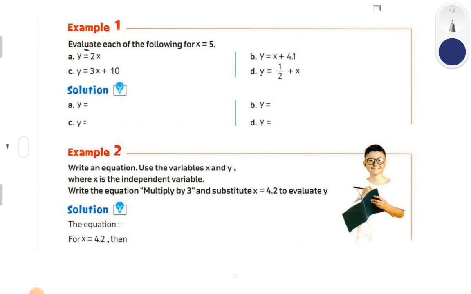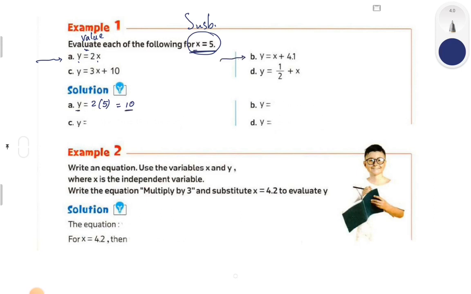Okay. Now, with the first example here, evaluate, this means find the value of each of the following for x equals 5. That means substitute x equals 5 in each equation. The first equation here is y equals 2x. So the independent is x and the dependent is y. So y equals what? 2x. That means 2 times x. x equals 5. So 2 times 5 equals 10. So the value of the equation here, y equals 10.